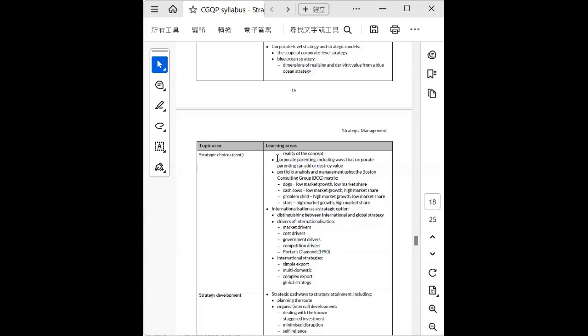Corporate parenting involves managing the portfolio of business units to create value through synergies and shared resources. So it focuses on how the parent company can support and enhance the performance of the subsidiaries. So corporate parenting can add or destroy value.